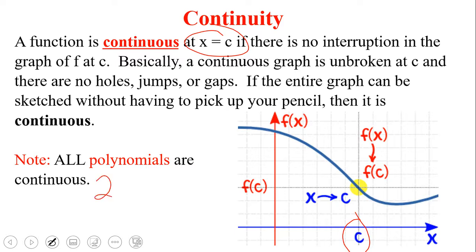Something important to note about chapter 2 from section 2.1 to 2.5, all polynomials are always continuous. Nice, smooth curve. Lines, quadratics, cubics, quartics, all of those are polynomials, which means they are 100% continuous.